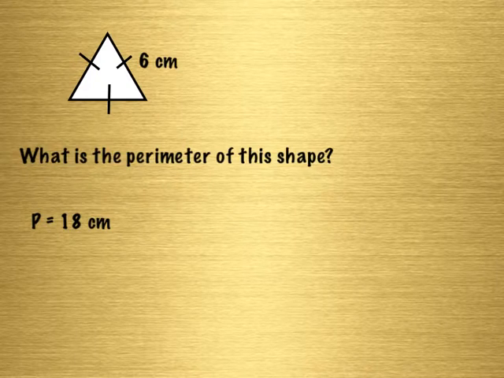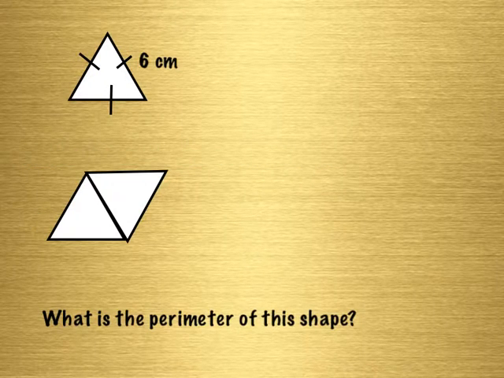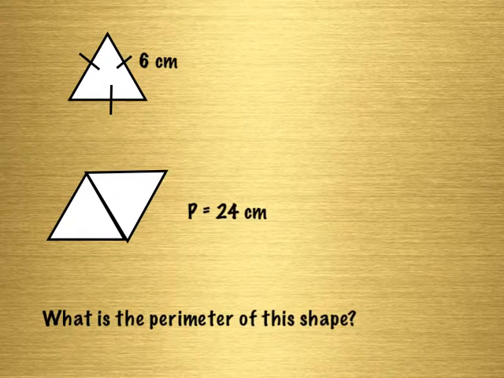Easy, no problem there. Now what happens if I take that regular triangle and I take another one that's exactly the same, flip it over and put them together? I want to know the perimeter of this shape. Well, I know that each side is 6 centimeters. So I'm going to add up 1, 2, 3, 4 sides. 4 times 6 is 24. The perimeter is going to be 24 centimeters.